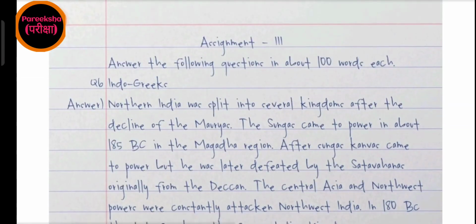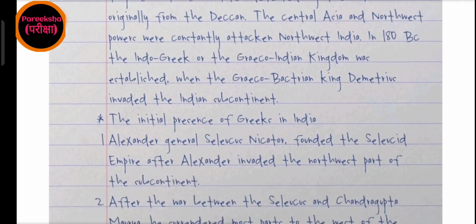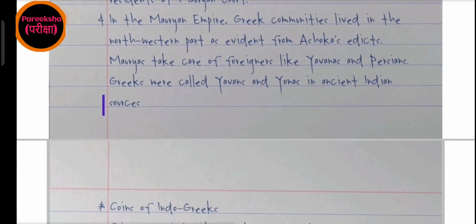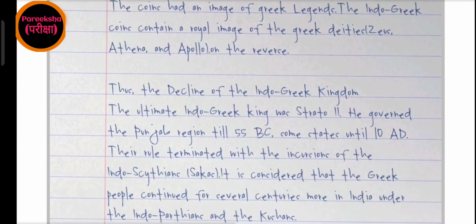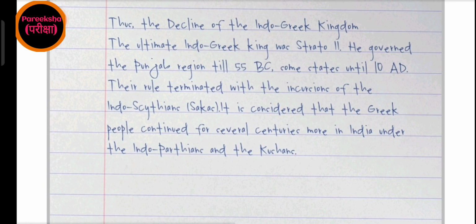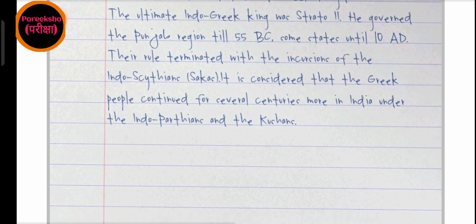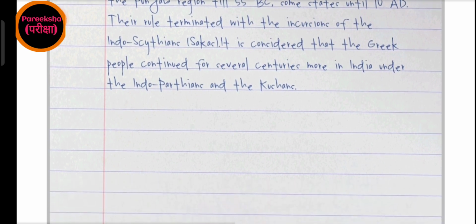Assignment 3, you have to tell about the Indo-Greeks. These are short answers. Thus, the decline of the Indo-Greek kingdoms, and the ultimate Indo-Greek king was Strato II. He governed the Punjab region till 55 BC, some say until 10 AD, and their rule terminated with the incursions.